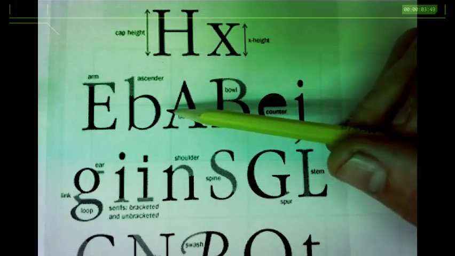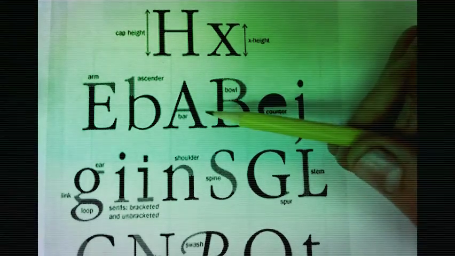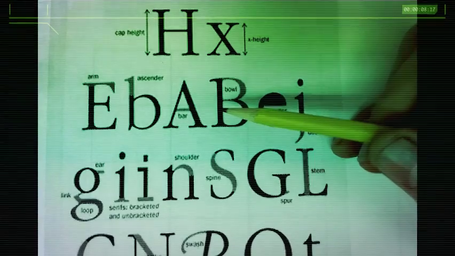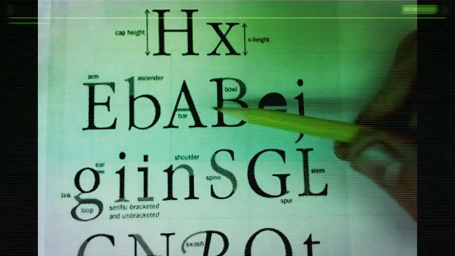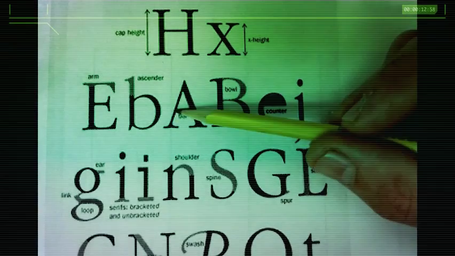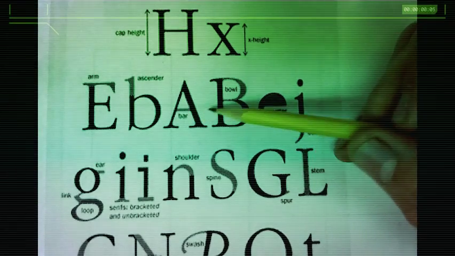On a capital A, you'll find a bar, and it's a horizontal stroke in characters such as A, H, or even R, or lowercase e's or f's. A bar is the horizontal stroke.